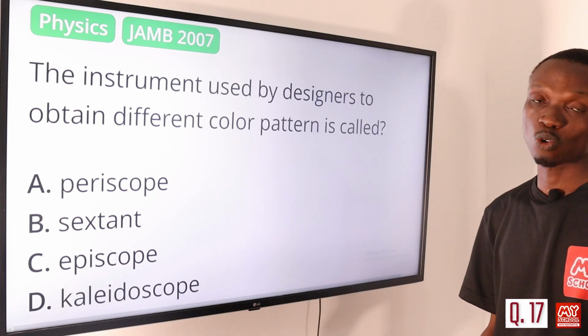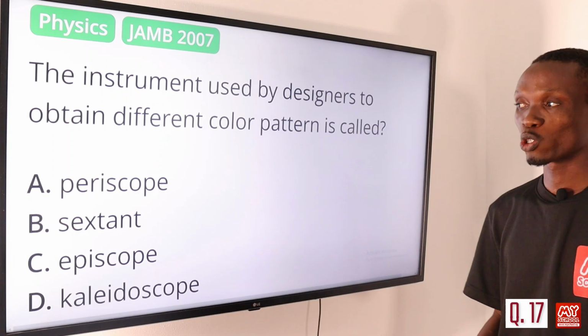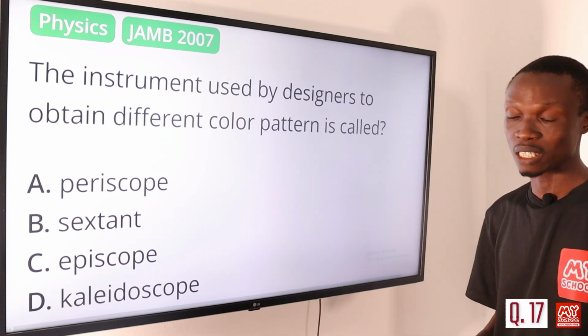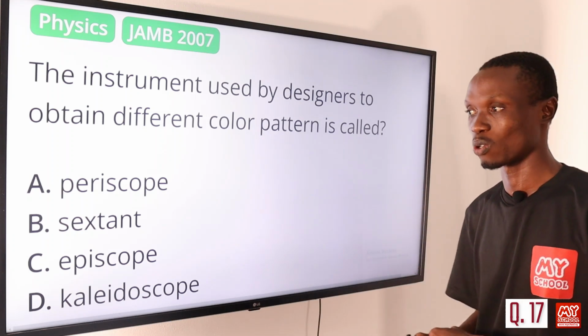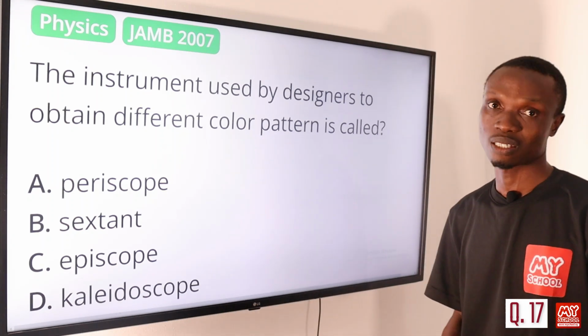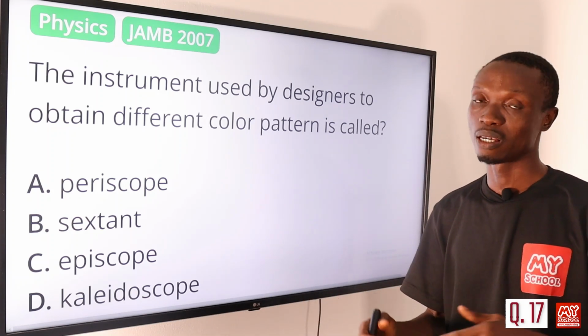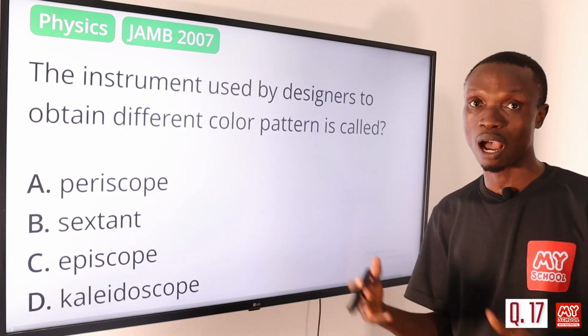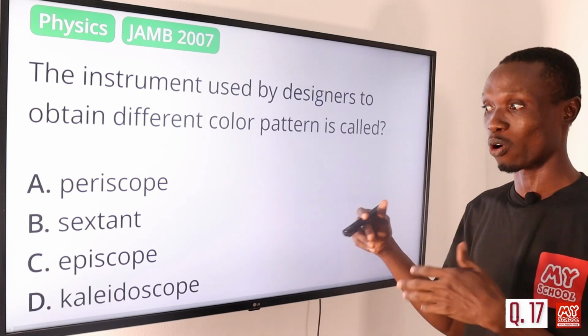Okay, so a periscope is an instrument for observing over, around, or through an obstacle which prevents direct line of sight. So that is not the answer to this question. While we have option B, sextant. A sextant is normally used by sailors to determine the angle between the horizon and a celestial body such as the moon or the sun.